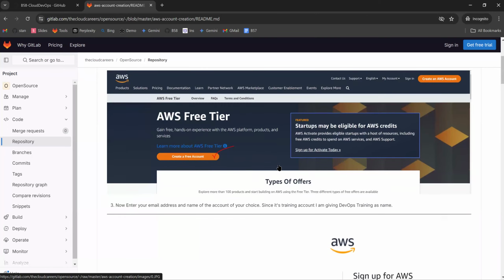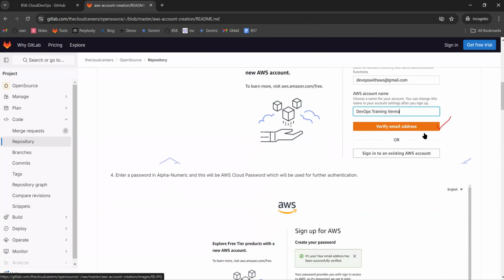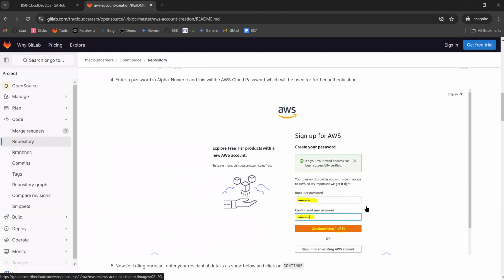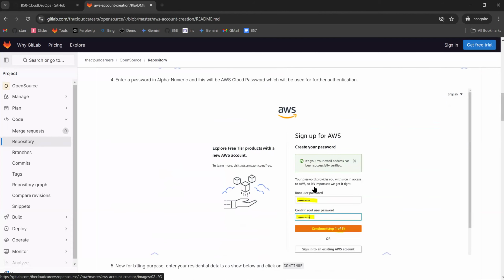AWS offers 3 types of accounts, and I'll talk about it. You need to enter your email address, which should be a real email address, and your name, and verify your email address. Then you will get a one-time password that you need to enter. Then it asks you to configure your username and password.